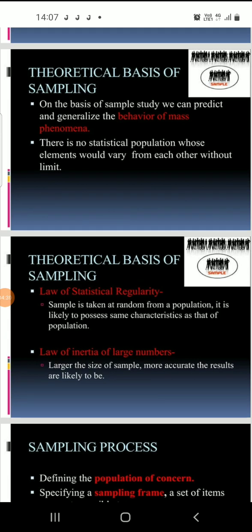Law of statistical regularity: a sample taken at random from a population is likely to possess the same characteristics as those of the population. This is called the law of statistical regularity. While the law of inertia of large numbers is nothing but this: the larger the size of the sample, the more accurate the results are likely to be.